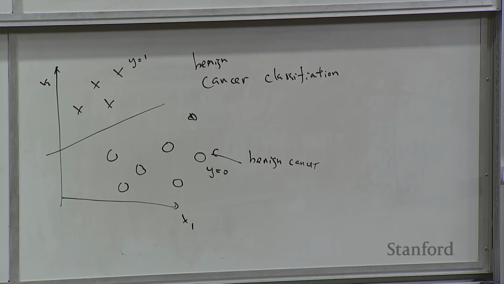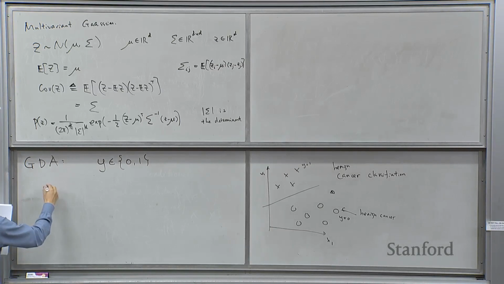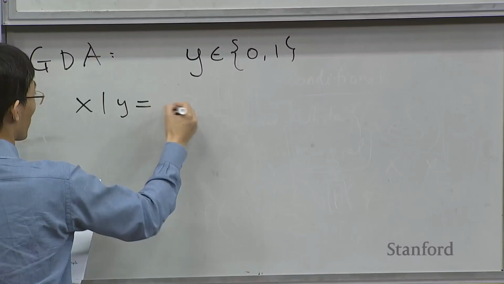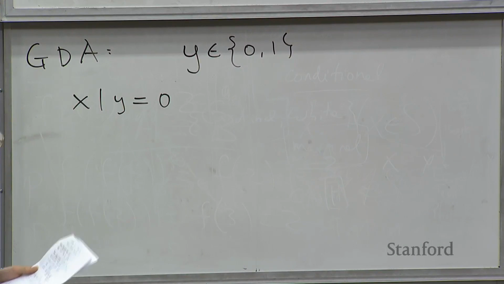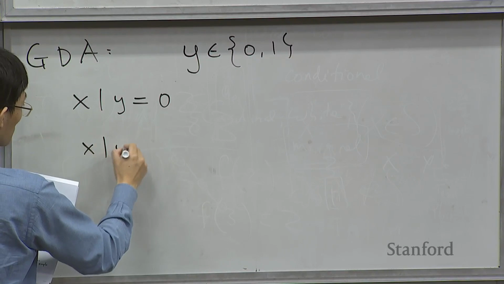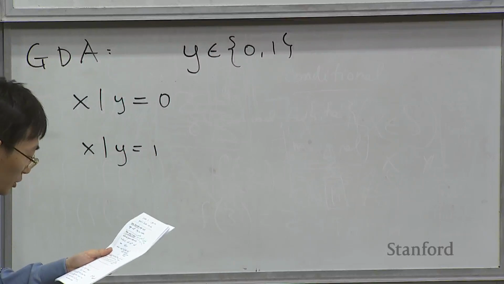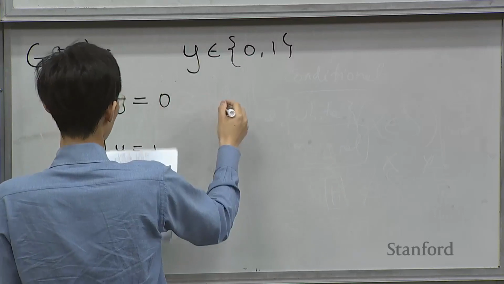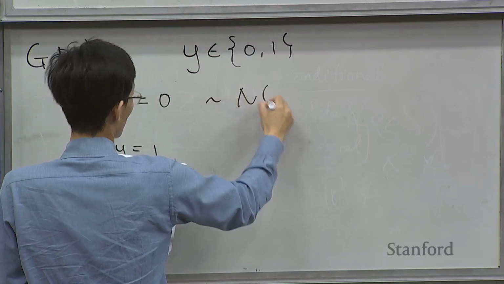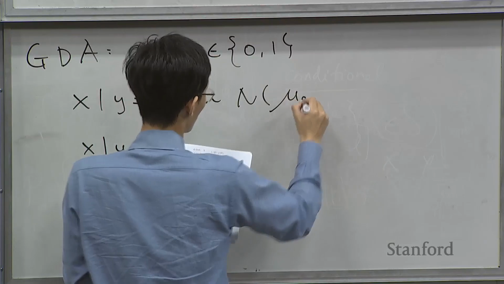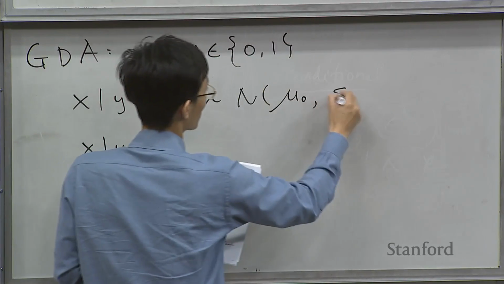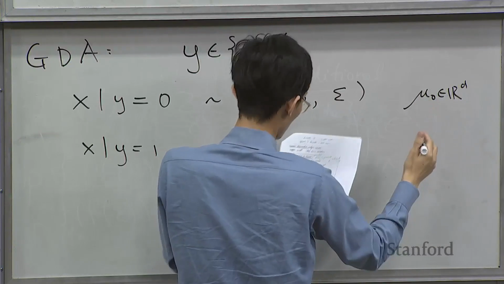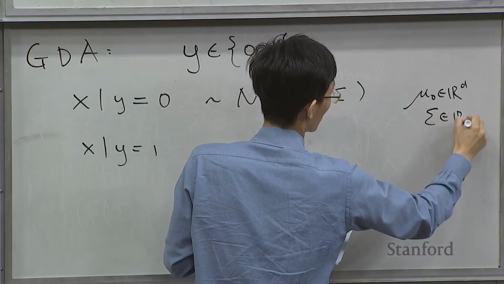So now I'm going to parameterize what is x given y. I need to specify two cases. One case is what is the distribution of x given y is 0, and the other case is what's the distribution of x given y is 1. I'm going to make both of these Gaussian distributions. So I'm going to assume that x given y is 0 is a Gaussian distribution with mean mu0 and covariance sigma. Here I'm in a high dimensional case, so mu0 is in R^d, and in this case d is 2, and sigma is in R^(d by d).